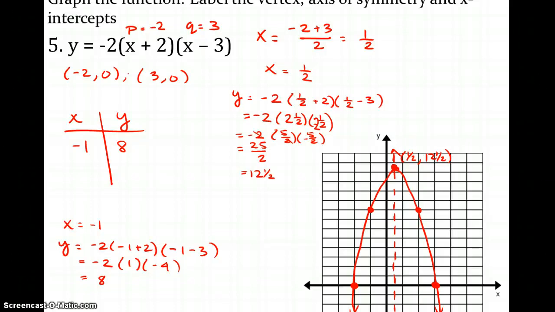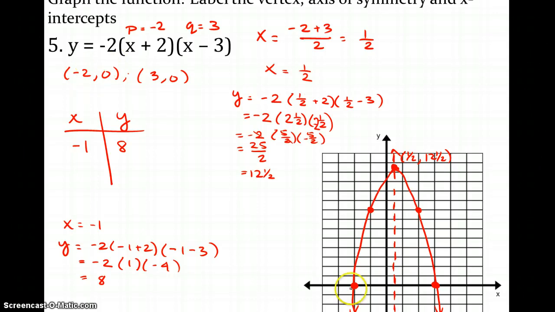Most of you probably found that x was equal to 1/2, and then you plugged it in, probably using your calculator, but that's fine. You would have gotten 12.5 for the y part of it. So your vertex was 1/2, 12.5. Check your work with ours. You can pause if you need to.